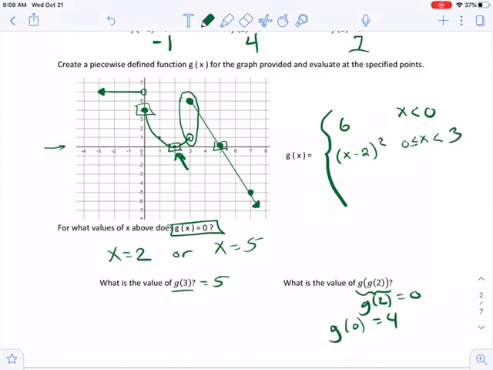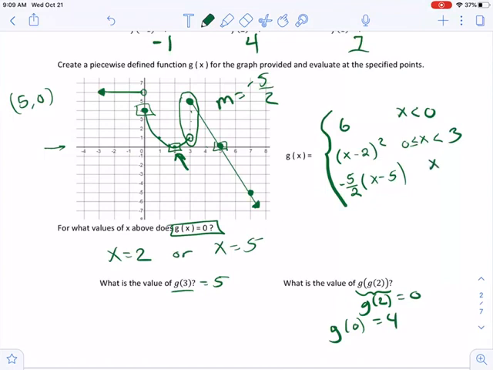And then finally, I need the equation of this line. So I know the slope of this line is 1, 2, 3, 4, 5 over 1, 2. So m is negative 5/2. So make note of the fact that this is a negative slope. And then here, if we choose this point 5, 0, then I can end up just saying that this is x minus 5. And that's going to take care of that entire equation. And this is going to exist if x is greater than or equal to 3.